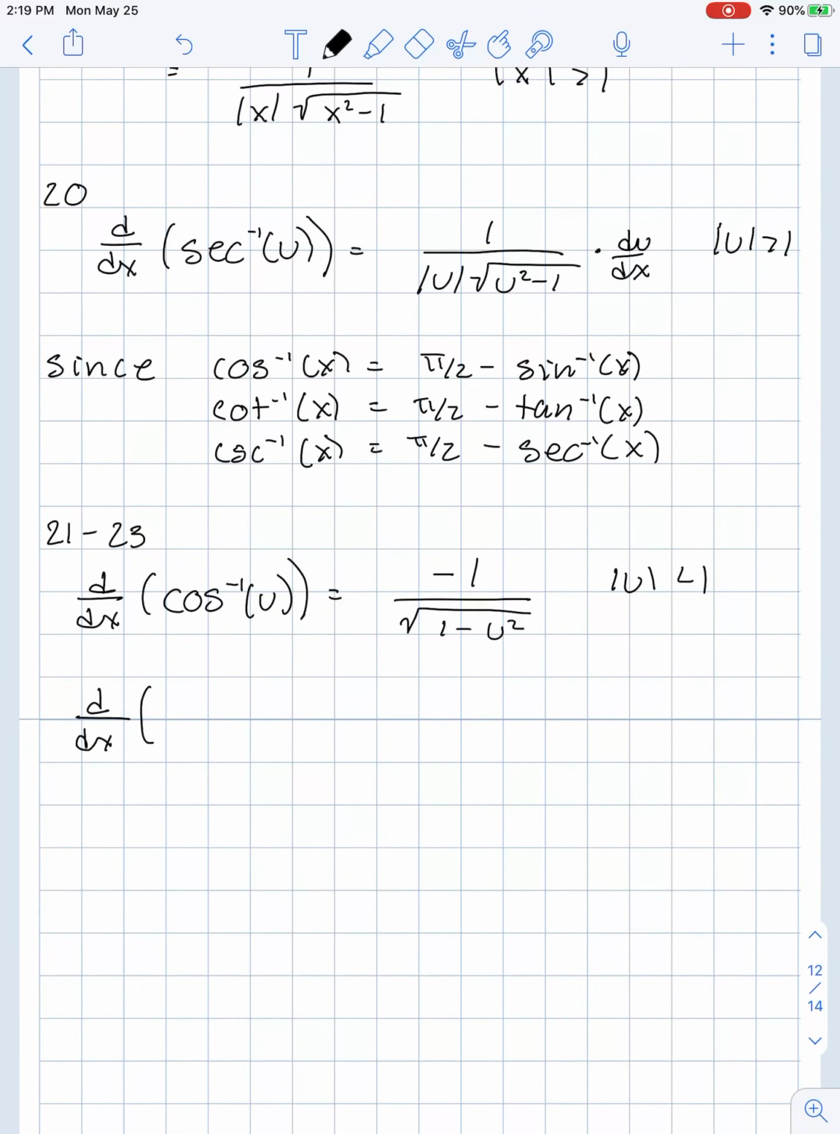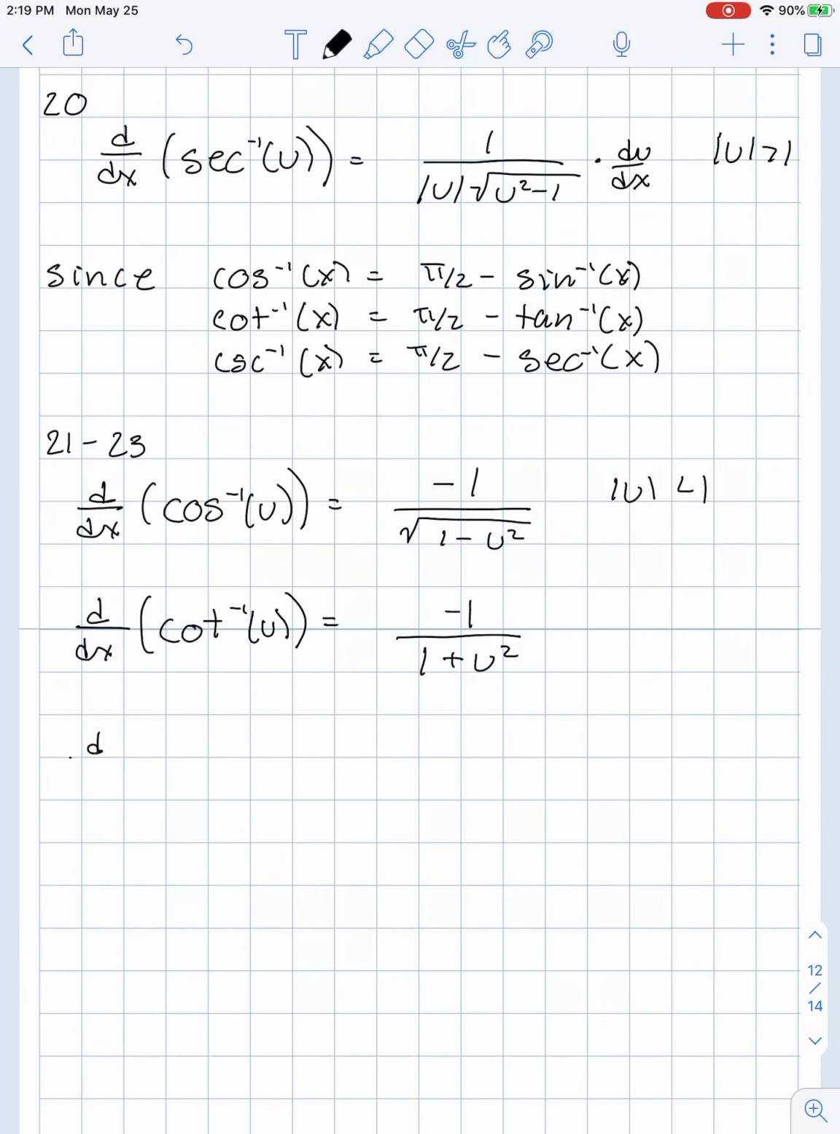The derivative with respect to x of cotan inverse of u is going to equal negative 1 over 1 plus u squared. And the derivative of arc cosecant of u is negative 1 over the absolute value of u times the square root of u squared minus 1, when the absolute value of u is greater than 1. Alrighty? And those are the 6 inverse trig functions.